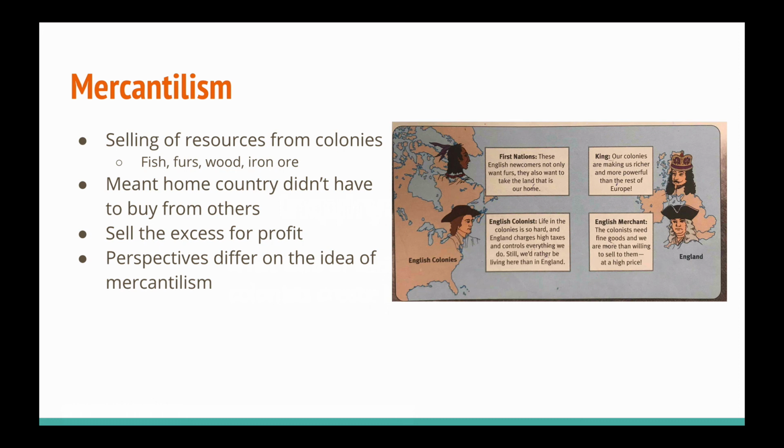And from a First Nation perspective, these English newcomers not only want furs, they also want to take the land that is our home. So the First Nations, obviously, they're not going to enjoy this because they are losing land to the colonists. So these are the different perspectives on mercantilism.